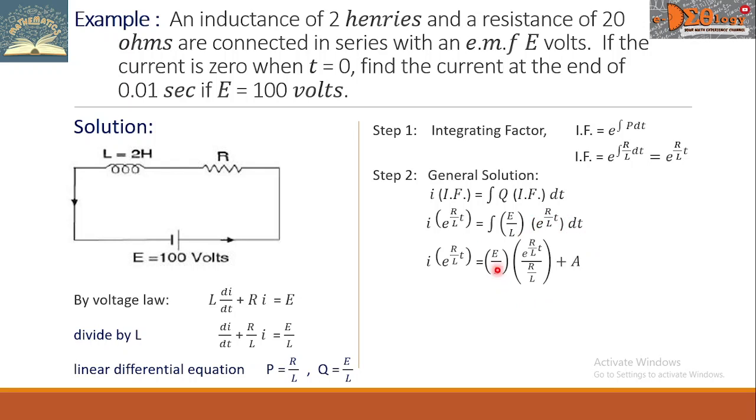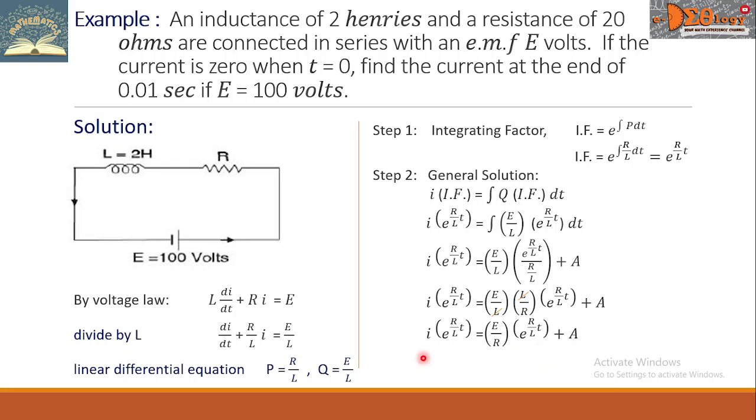So the right side becomes E over L, and this is e raised to R over L times t all over R over L, then the constant plus A. Let us simplify this complex fraction. Let us take the reciprocal of this R over L. So it becomes like this. So we have here E over L times L over R. We can simplify the two fractions by cancelling the L. We can combine this E and the denominator R, and it becomes like this.